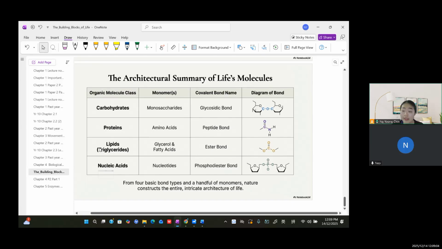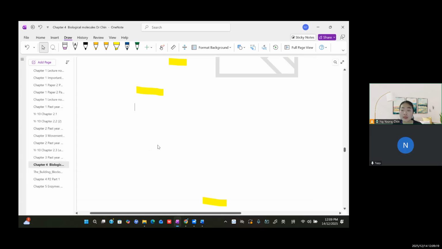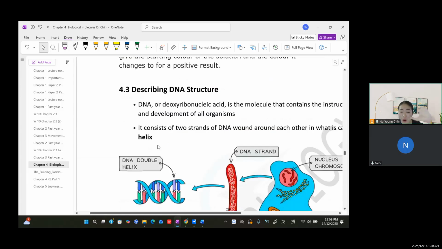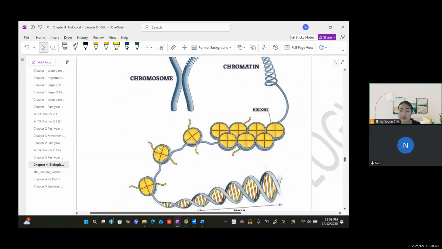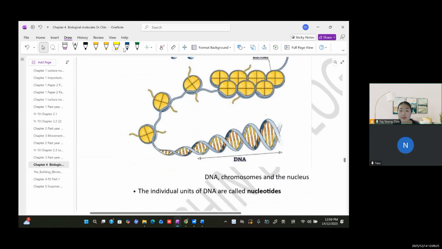So DNA and RNA, are they polymers or monomers? You think it's polymer or monomer? Polymer, yes, it's a polymer. Because the DNA is considered a very long chain double helix, like this. It's a very long chain and it's a double helix because it is made from two strands joined together. That's why it's a polymer.